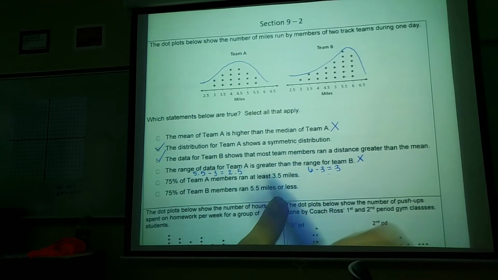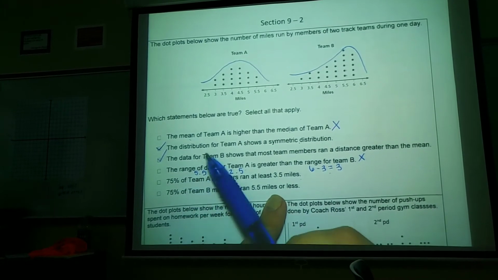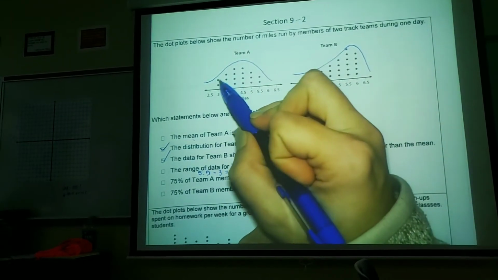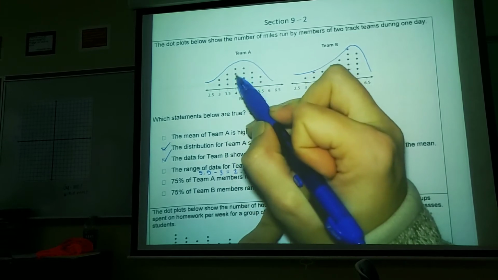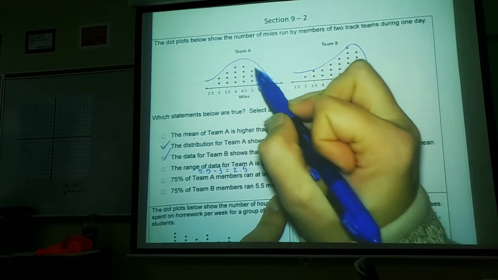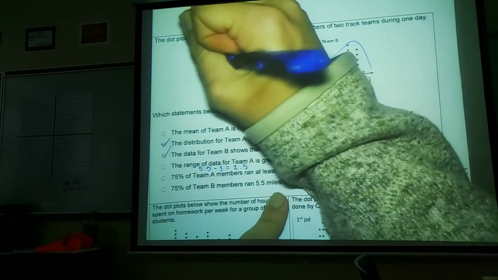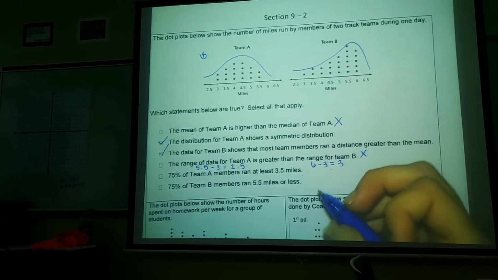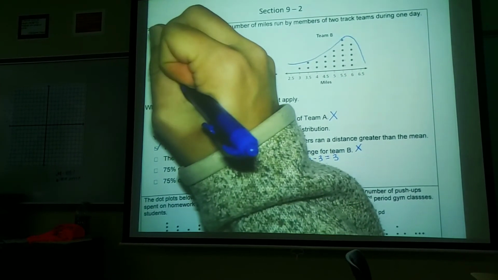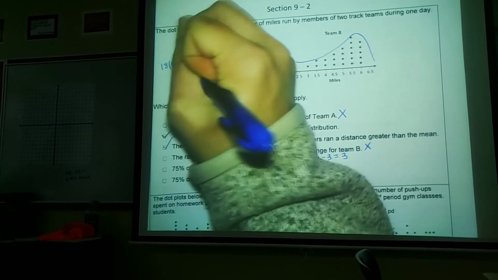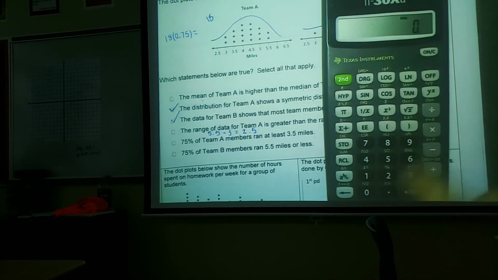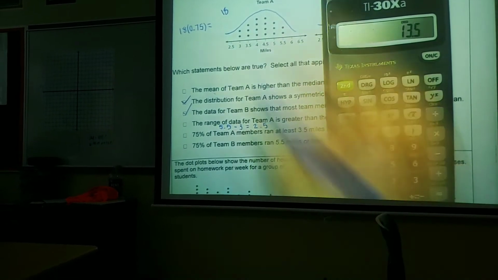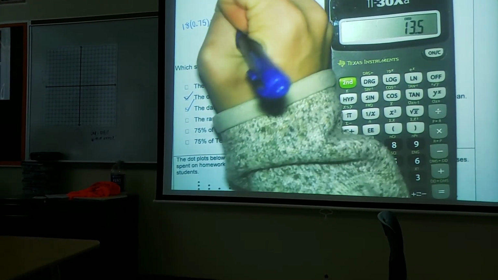Now it says 75% of team A members ran at least 3.5 miles. To figure out how much 75% of team A members ran, we first need to find out how many people were on team A. So let's go ahead and count our dots. So when I count, I get that we have 18 dots. And I need to know what 75% of 18 is. So I'm going to do 18 times 0.75. Let's see what I get. 18 times 0.75 gives me 13.5.